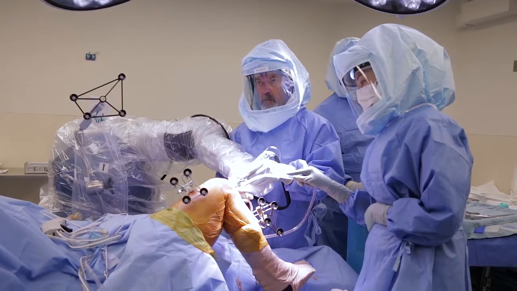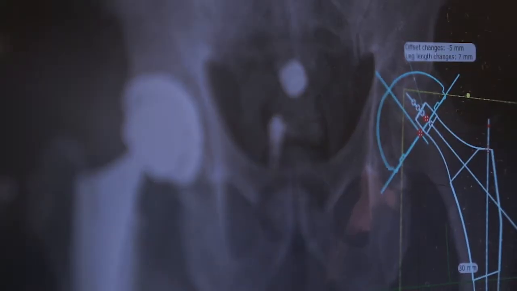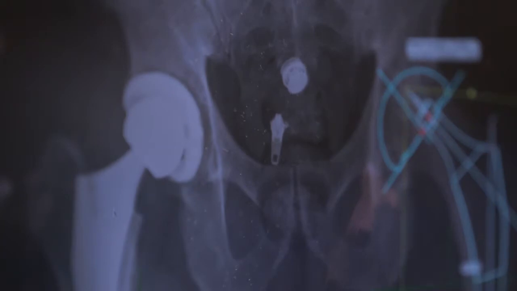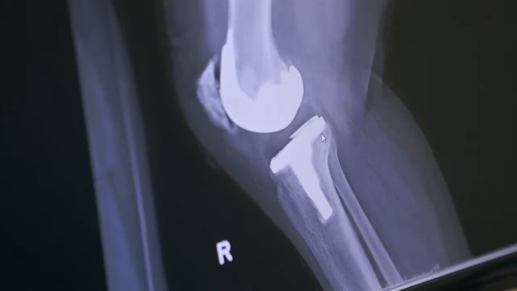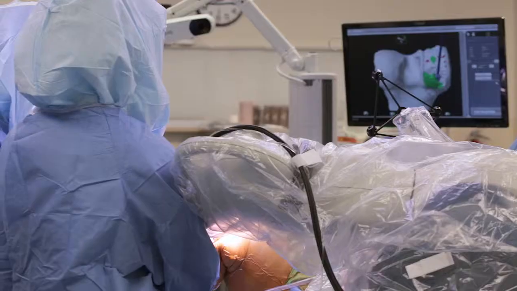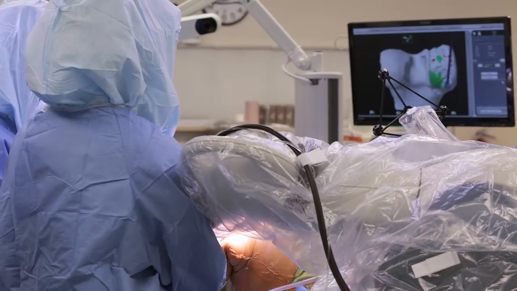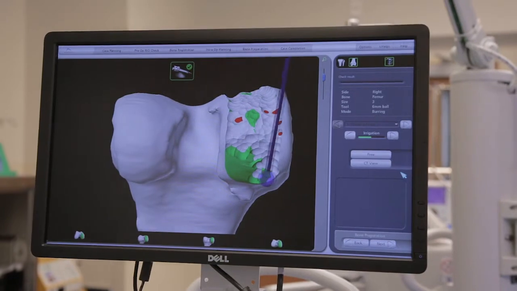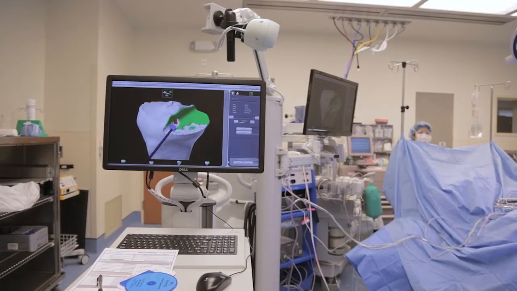So I think there are several advantages to using MAKOplasty as a surgical technique to help patients. First and foremost, the image-based navigation component gives you a lot of information before surgery to help understand your patient's anatomy. And so it's important to understand that this is a tool that we use, and the surgeon still has to be the surgeon. The surgeon still has to do the operation.